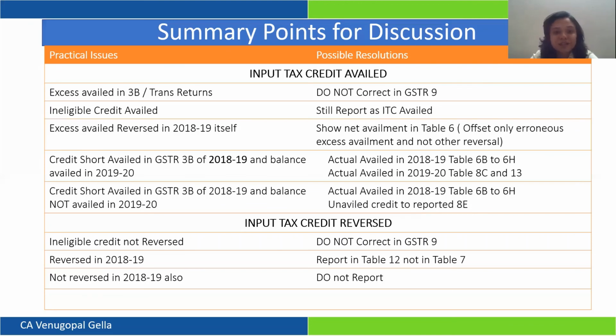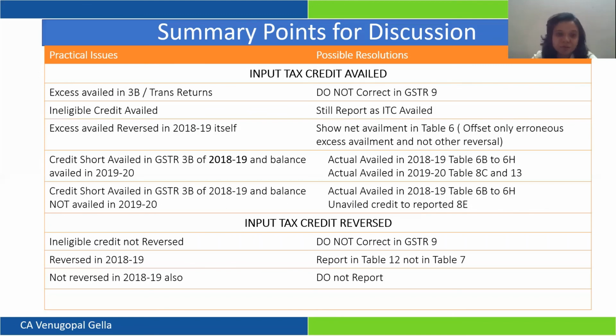Credit short availed in 3B of 1819, balance availed in 1920. To the extent actually availed, report it in GSTR-9 in table 6B to 6H, and to the extent actually availed in the next year, that is in 1920, show it in 8C and table 13. Credit short availed in 3B of 1819, balance not availed. To the extent actually availed, show it in 6B to 6H of GSTR-9 of 1819. Whatever is not availed, report it in 8E.